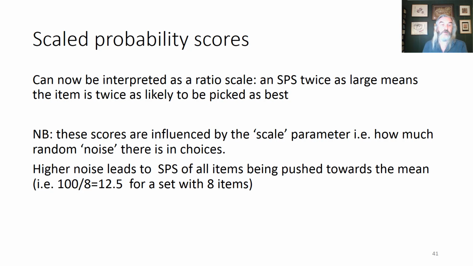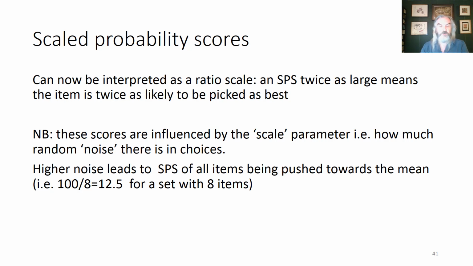So they can now be interpreted as ratio scales, and a scale probability score twice as large means the item is twice as likely to be picked as best. One thing at a technical level is that those scores are still influenced by what's known as the scale parameter within a conditional logit model, i.e. how much random noise there is.